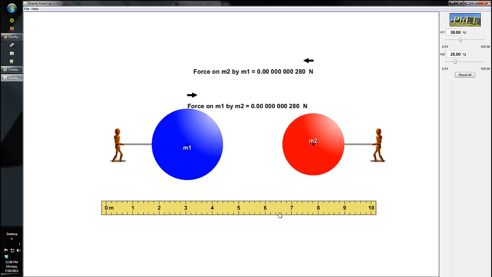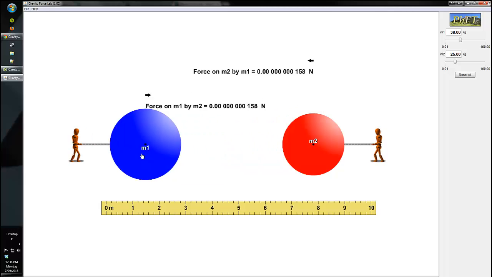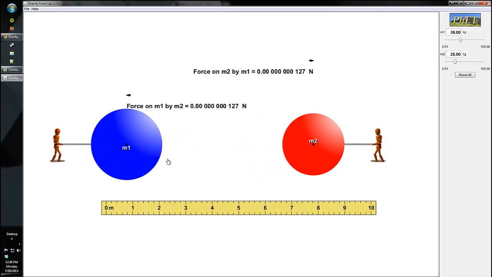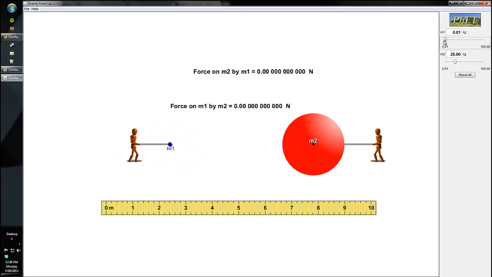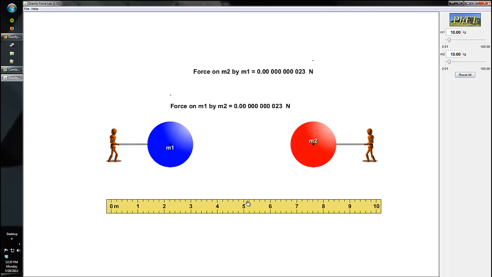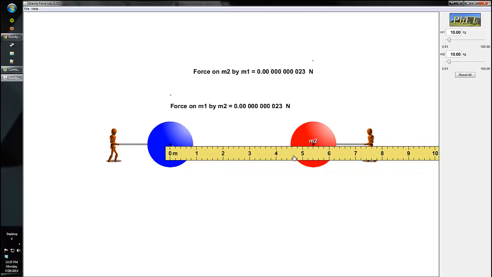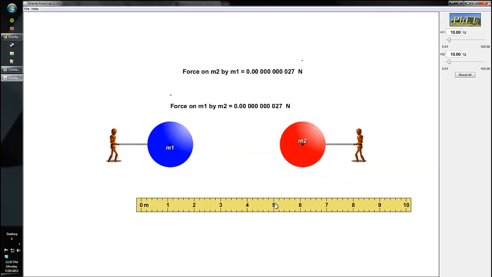So in my class, what I have my kids do is I have them just come and play around with it. They get a big kick out of it: move them closer together, and they have to pull harder. But I'll have them go, okay, start off with both of these having 10 kilograms of mass. Okay, start off with them being 5 centimeters apart. Okay, look at the force. It's 0.0000000027 newtons. What if you double the mass of one?